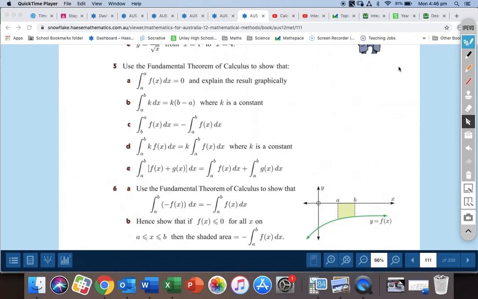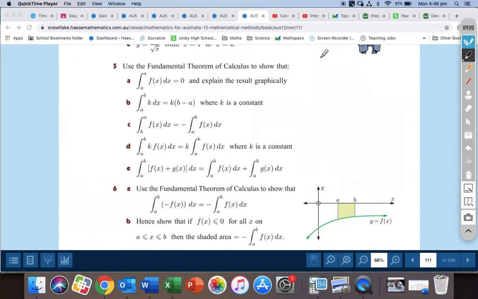Okay, peeps. So, question 5. Now, lots of A's and B's and symbols and not many numbers in this question, so things can get a little bit confusing. They're saying with this first one, why is it that if you integrated from A to A, that your answer is 0?